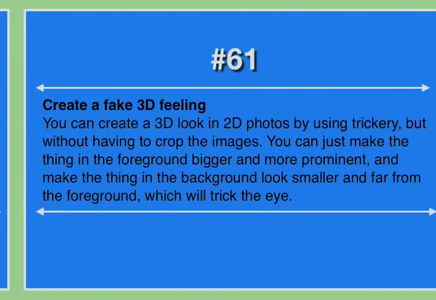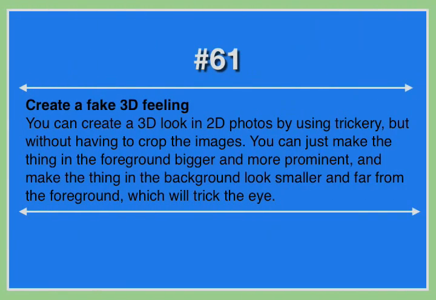Number 61. Create a fake 3D feeling. You can create a 3D look in a 2D photo by using trickery, but without having to crop the images. You can just make the thing in the foreground bigger and more prominent, make the thing in the background look smaller and far from the foreground, which will trick the eye.